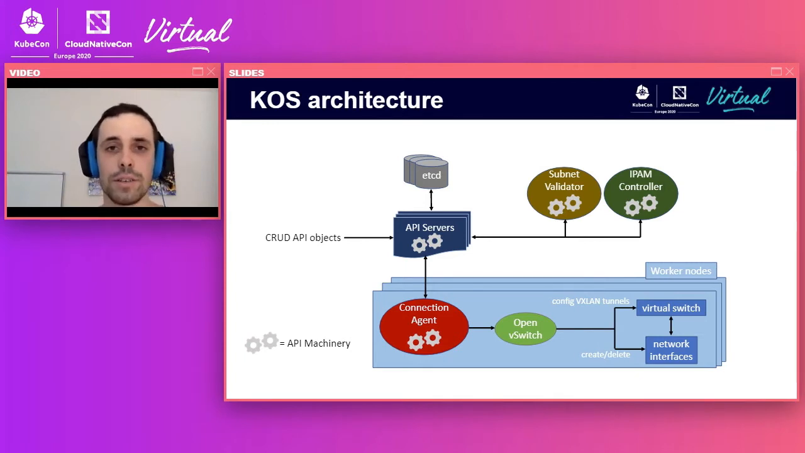More precisely, there are 3 custom controllers, and you see 2 of them on the top right of this slide, which are the subnet validator and the IPAM controller. Those are singletons, but more on them later. Then on every underlay node, or worker node, as we call them, there's a KOS agent called the connection agent, which is responsible for implementing the network attachments that are bound to its node in the way I described in the previous slide. It does so by interacting with a local Open vSwitch daemon.